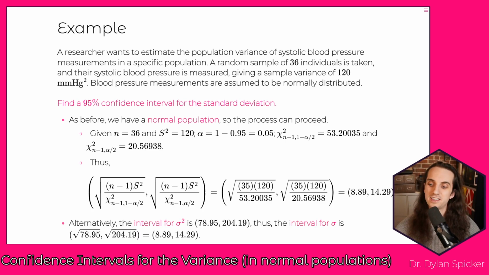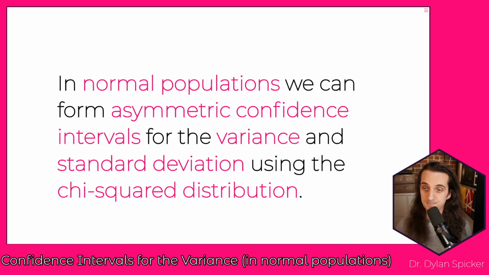The other thing that we could have done here is that because in the first part we actually found the interval for sigma squared to be 78.95 to 204.19, then the interval for sigma is going to be the square root of these endpoints, right? So we take the square root of 78.95, we take the square root of 204.19, and that gives us exactly the same thing. So if you've already found the interval for the variance, you don't actually have to use the full formula. You can just take the square root of the values that you've already found. Again, this is an approximate interval, but it's going to work in much the same way, right?